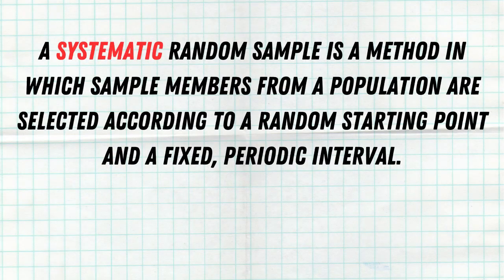The fourth and final random sampling technique is called a systematic random sample. This is actually the easiest to recognize and probably the least used, to be quite honest. All right, a systematic sampling has this definition. A systematic random sample is a method in which sample members from a population are selected according to a random starting point and a fixed periodic interval.